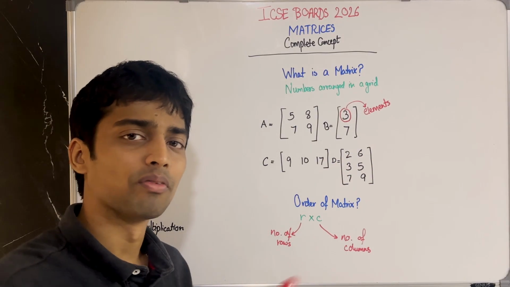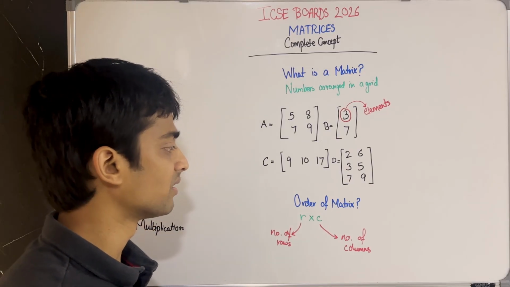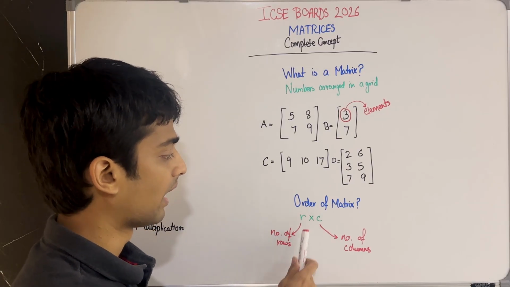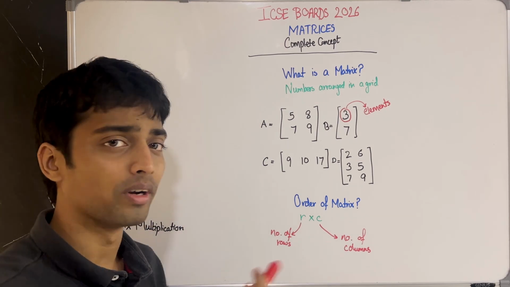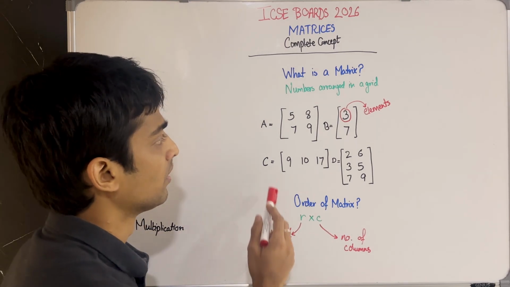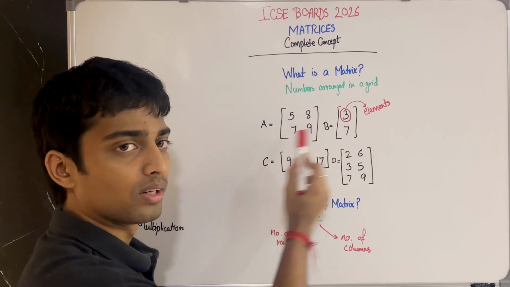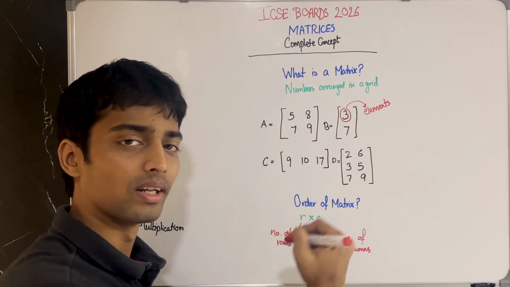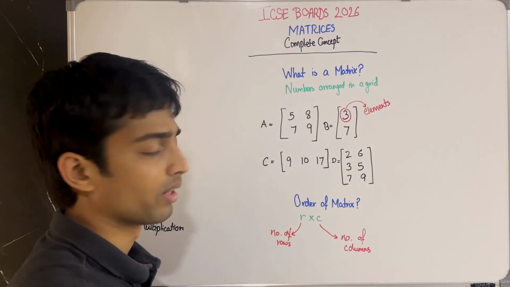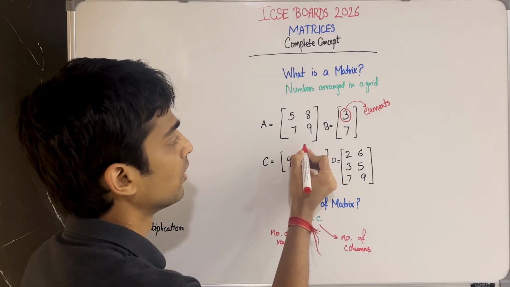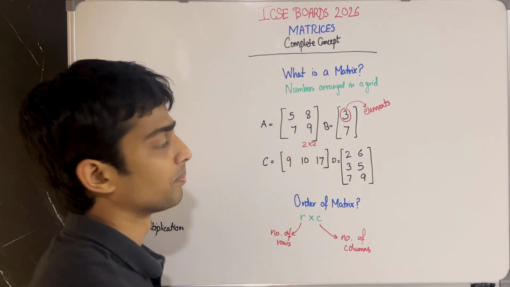Now what is the order of a matrix? Order of a matrix is R by C, where R is the number of rows, C is the number of columns. So let's find the order of all these matrices. Rows are the horizontal lines and columns are the vertical lines. So here we have 2 rows and 2 columns. So the order will be R by C, which is 2 by 2.